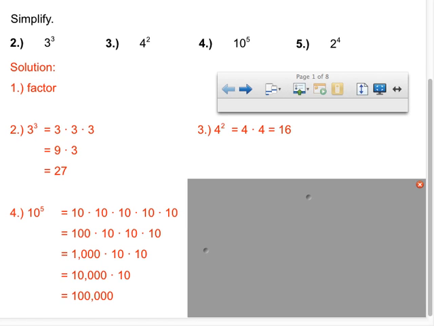10 to the 5th power, if I write it out, it's 10 multiplied by itself 5 times. You guys see that? And then 10 times 10, the first pair of 10s that I'm multiplying is 100. But then I have 3 left over. And then I multiply 100 times 10, that gives me 1,000. Then I have 2 10s left over to multiply. 1,000 times 10 gives me 10,000. Then I got one more 10 left over. And 10,000 times 10 gives me 100,000. Are we good? Questions?